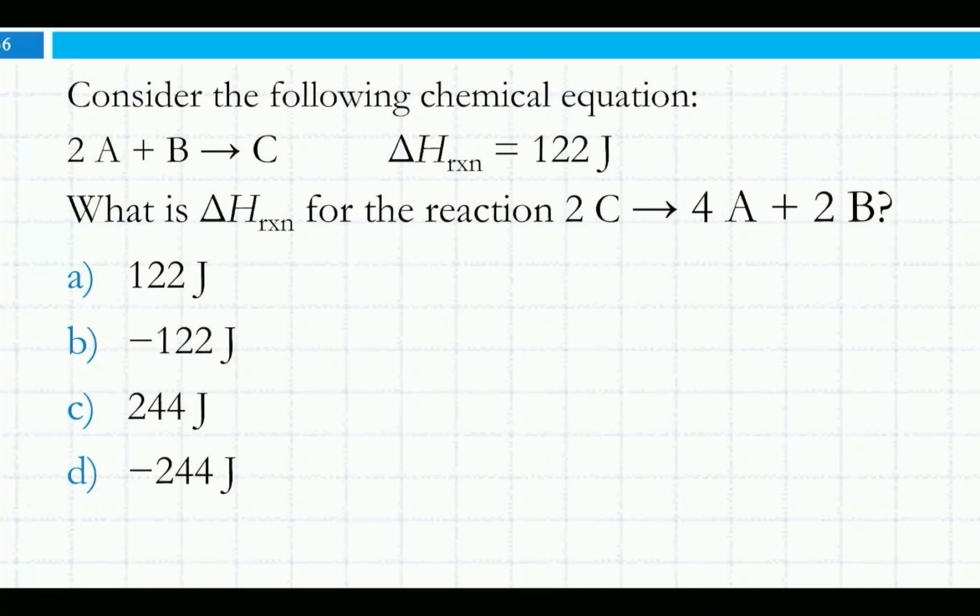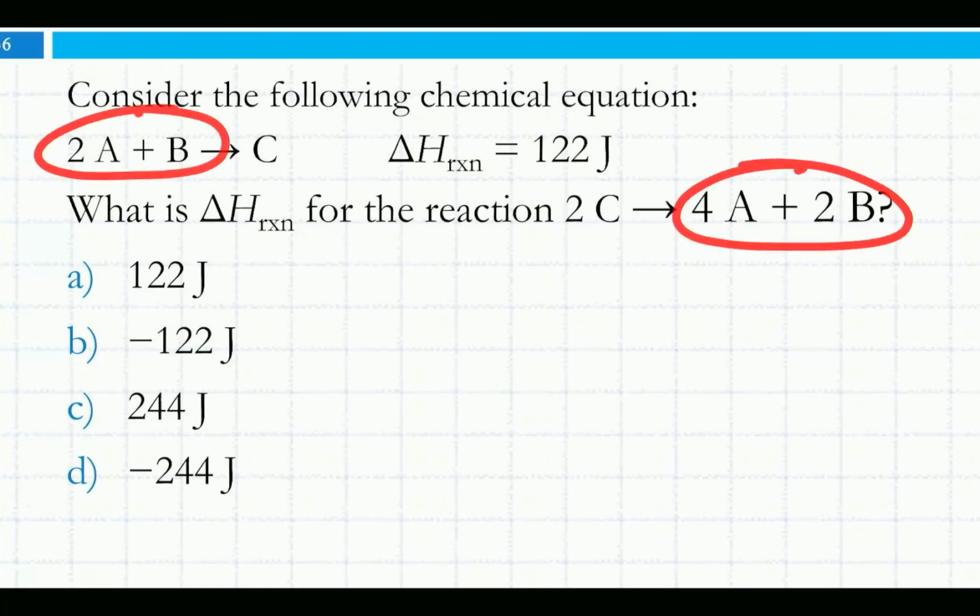So we're given here the delta H of a reaction. And one of the keys here is just spotting the difference between the reaction that we have and the reaction that we want. Right? So how is 2A plus B equals C, my original reaction, different from the new reaction that I want the delta H for? Times 2, and it's flipped. Yeah, so my reactants in the first reaction are products in the second reaction.